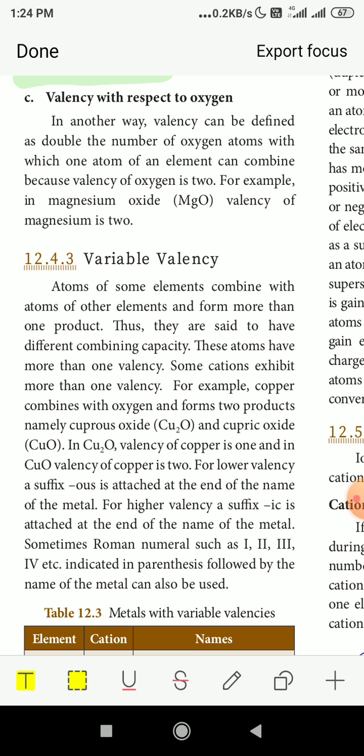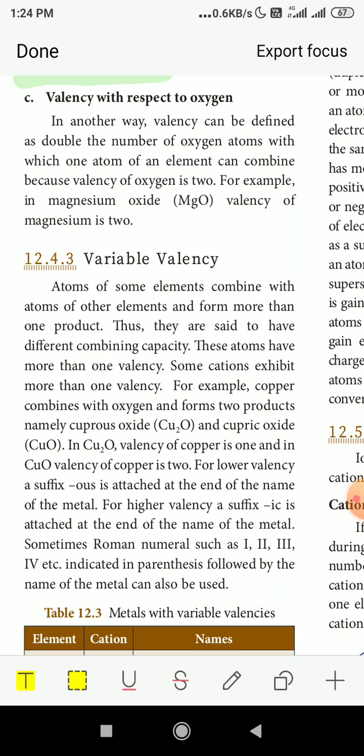In cuprous oxide, Cu2O, the valency of copper is 1, and in cupric oxide, CuO, the valency of copper is 2. Why? In CuO, the valency of oxygen is always 2, as we told in magnesium oxide, so copper will be 2. And in cuprous oxide, Cu2O, there are 2 coppers, so the valency of each copper will be 1.